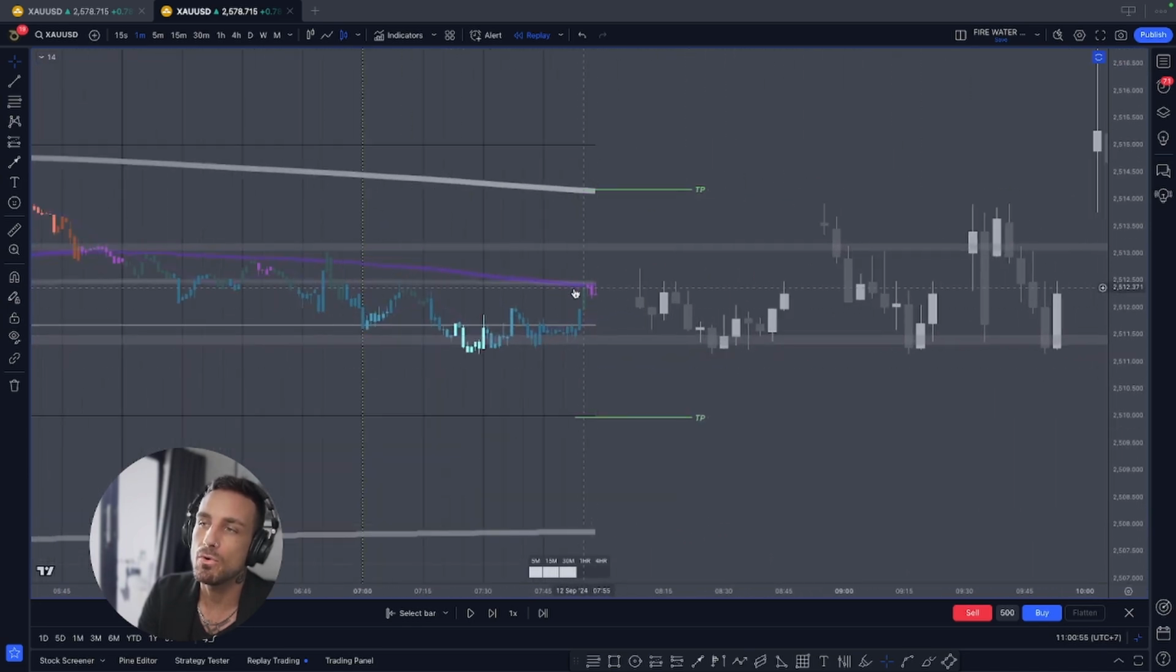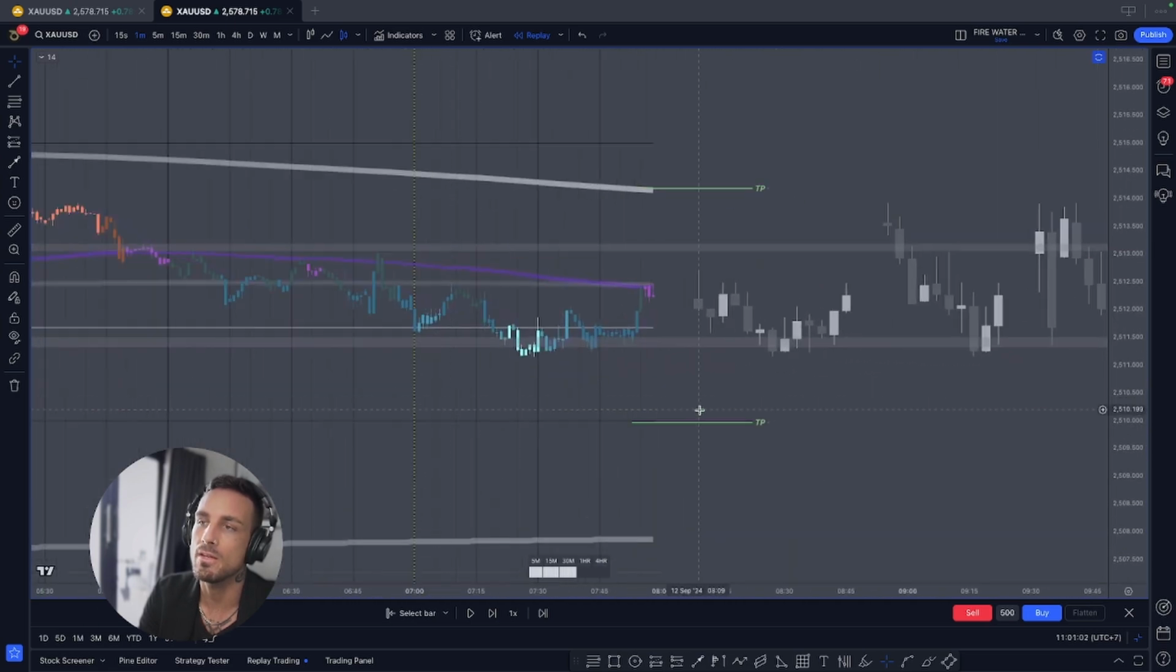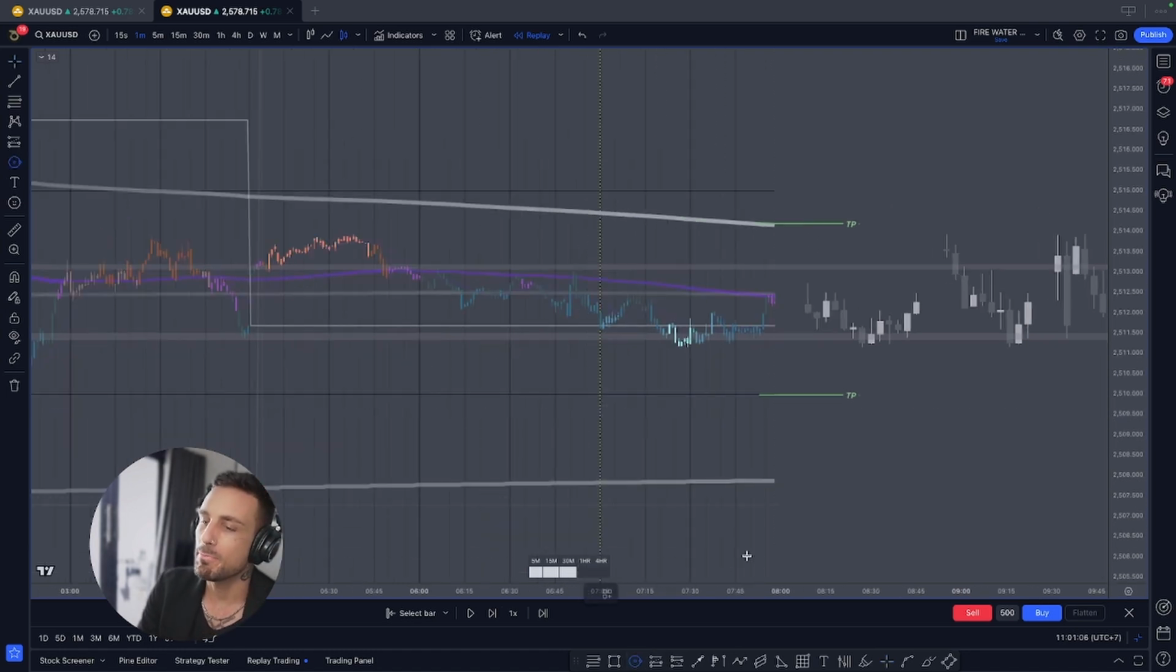So I'm looking for this 50 zone on the RSI to be crossed. The purple candles represent a potential reversal on the trend. So again, with this bias and this confluence, I'm looking more for buys.